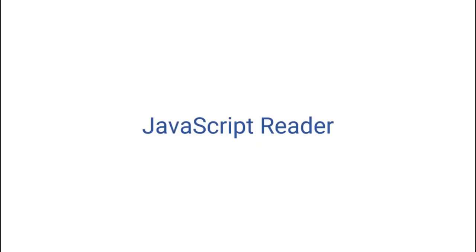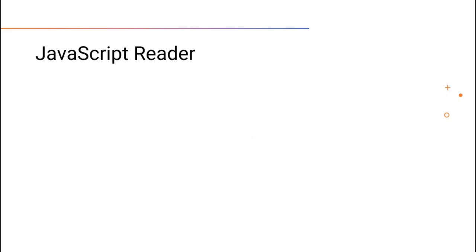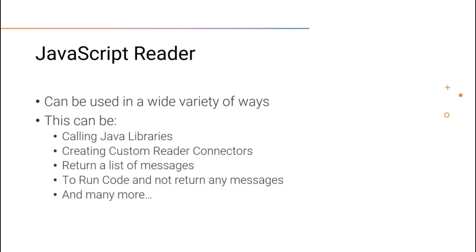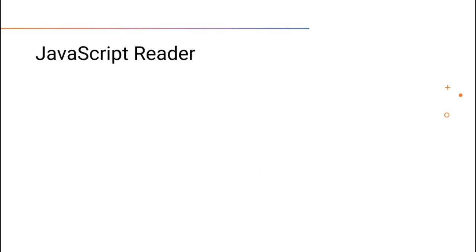The next and last reader source connector we'll talk about is the JavaScript Reader. The JavaScript Reader can make your Mirth instance so powerful and can be used in a wide variety of ways. This could include calling Java libraries, creating custom reader connectors, returning messages, or just using the connector to run code at a certain interval using the source connector.